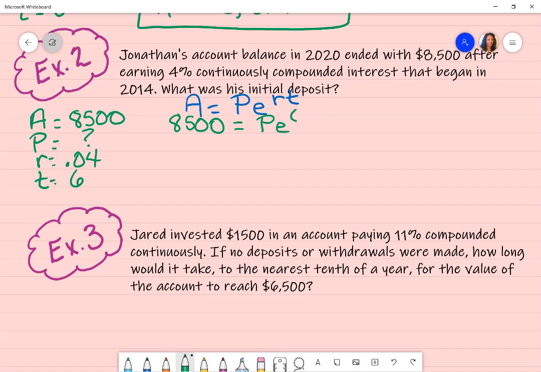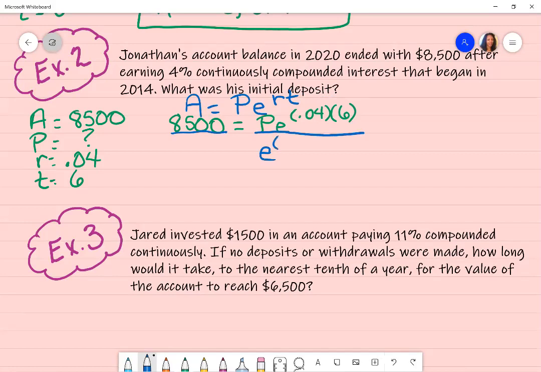And R is 0.04, and it's multiplied times T, which we said was 6. For this particular type of problem, because I have a value on the left-hand side and it's not just a variable, I actually have to do some math here. So I can't just put this in the calculator. What I would do for now is just take everything that's stopping P from being by itself, and that's what I'm dividing both sides by.